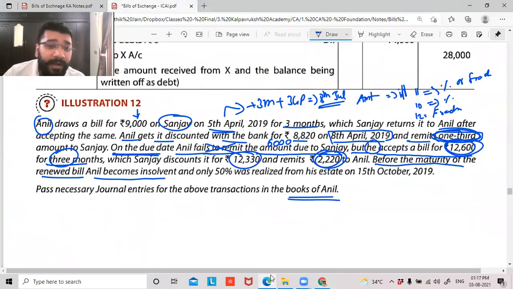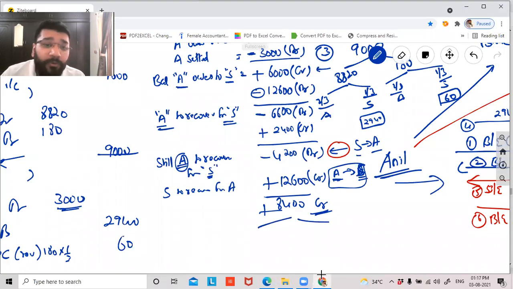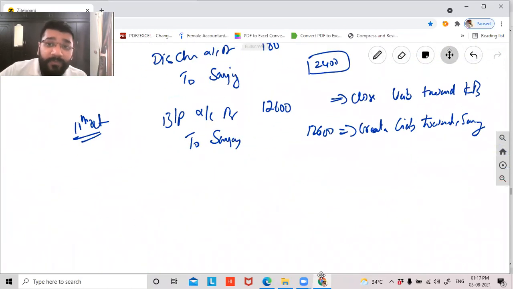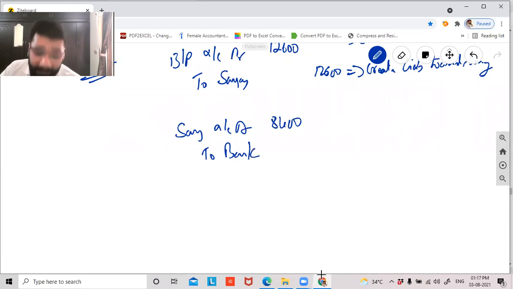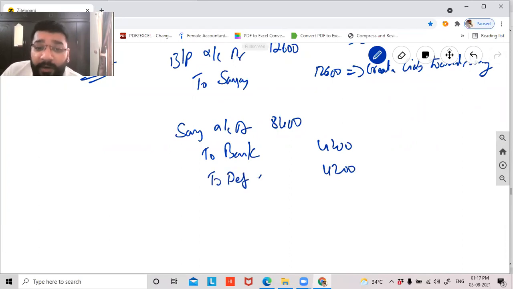Out of this 8,400, 50% is realizable from his estate. So out of this 8,400, 50% is receivable. So the balance after you record this 12,600 entry, 8,400 is payable by Anil to Sanjay. So how is the settlement happening? Sanjay's account is getting closed to the extent of 8,400. In that, the money that is paid by Anil's estate is 4,200. Balance 4,200, Anil cannot pay it, so it will be transferred to his deficiency account.